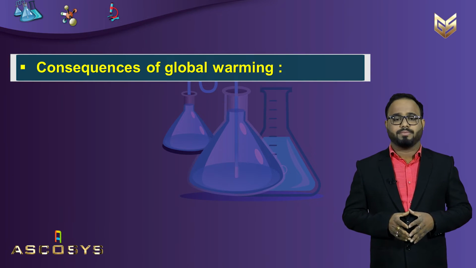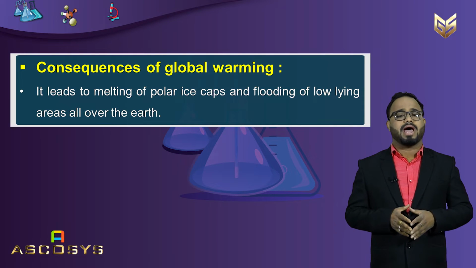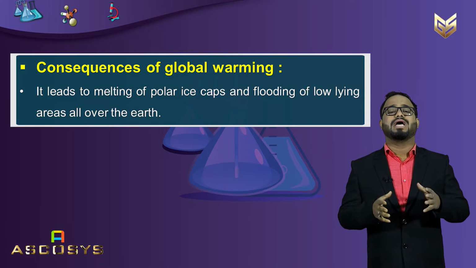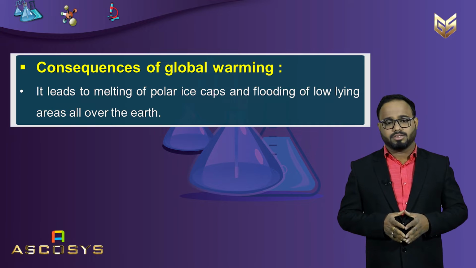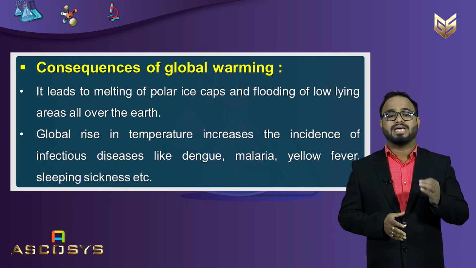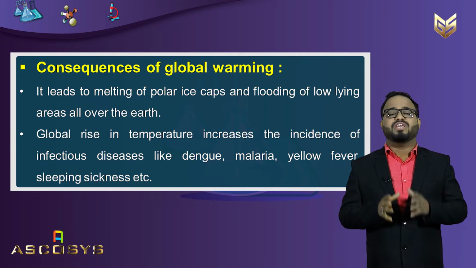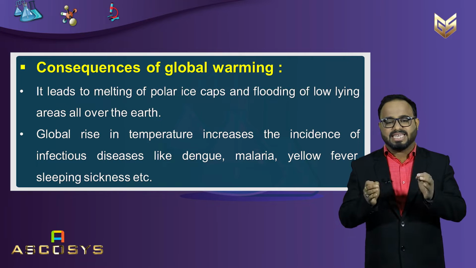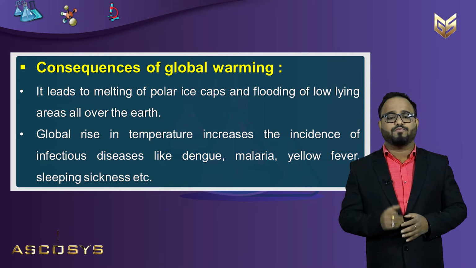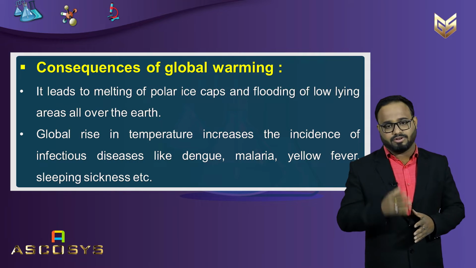Consequences of global warming: it leads to melting of polar ice caps and flooding of low-lying areas all over the earth. A global rise in temperature increases the incidence of infectious diseases like dengue, malaria, yellow fever, sleeping sickness, etc.